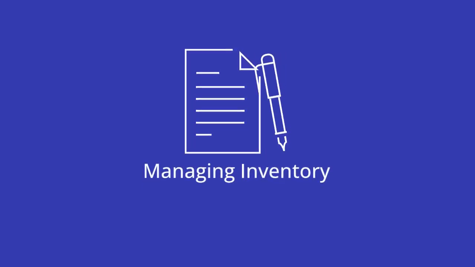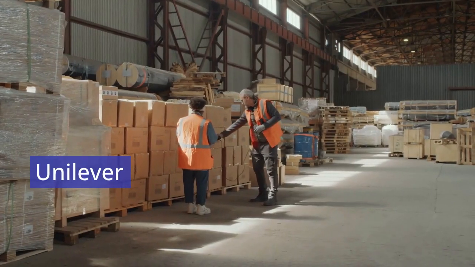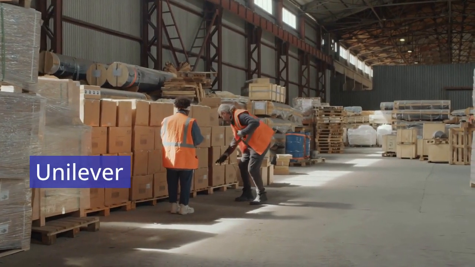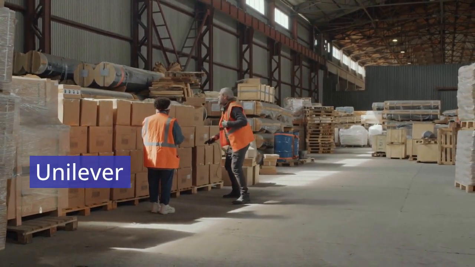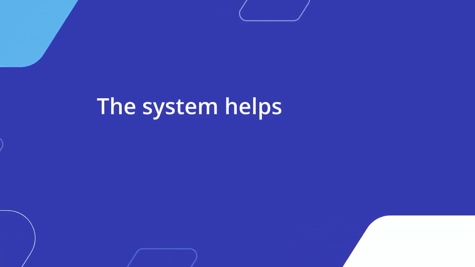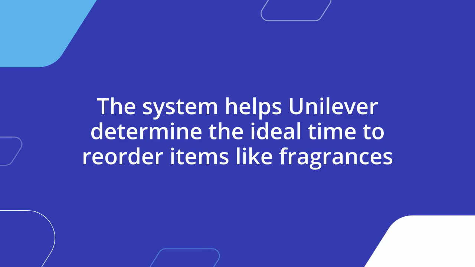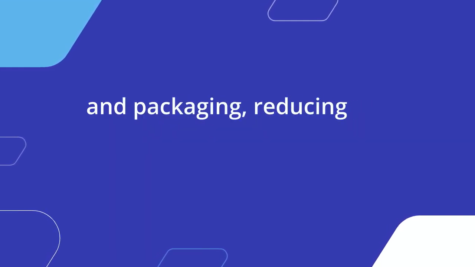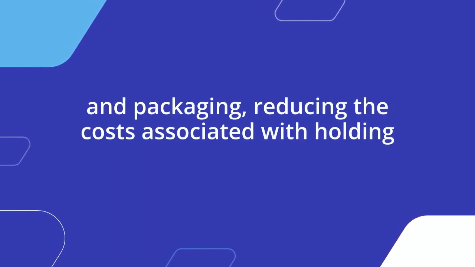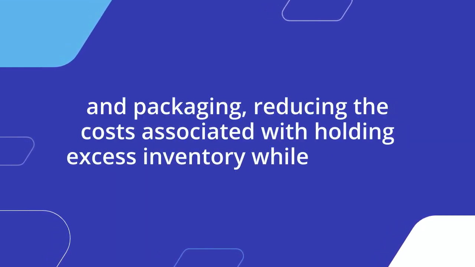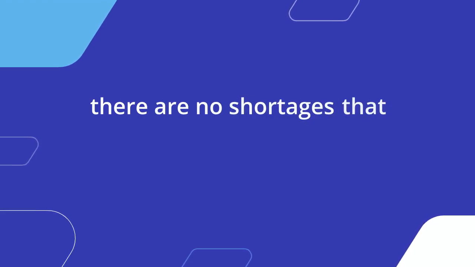MRP also plays a significant role in managing inventory. For example, Unilever uses MRP to coordinate the supply of raw materials for its personal care products. The system helps Unilever determine the ideal time to reorder items like fragrances and packaging, reducing the costs associated with holding excess inventory while ensuring there are no shortages that could disrupt production.